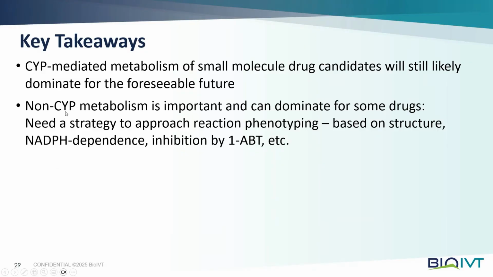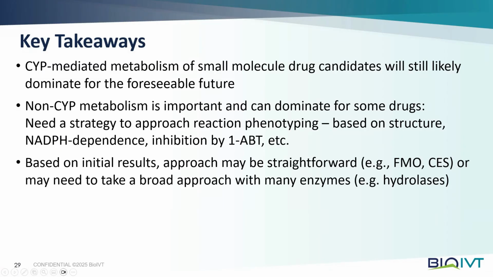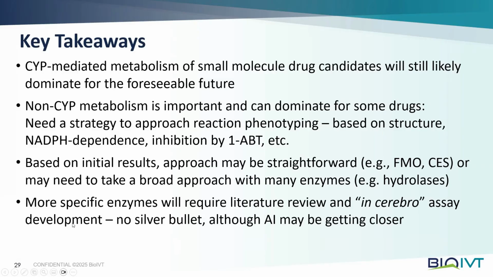So non-CYP metabolism is important. It can dominate for some drugs. We need a strategy to approach reaction phenotyping based on structure, NADPH dependence, and also inhibition by 1-ABT, et cetera. Now, based on the initial results, whether in hepatocytes or microsomes, other subcellular fractions, the approach may actually be straightforward. So if you see heat inactivation, for instance, you know that you're potentially looking at FMO if it's NADPH dependent. If you know there's hydrolysis, you can show recombinant carboxylesterases, specific inhibitors can inhibit that.